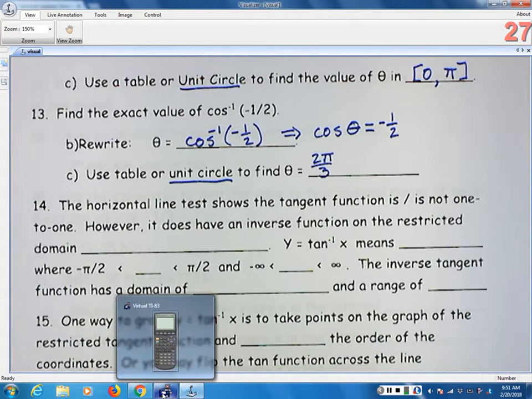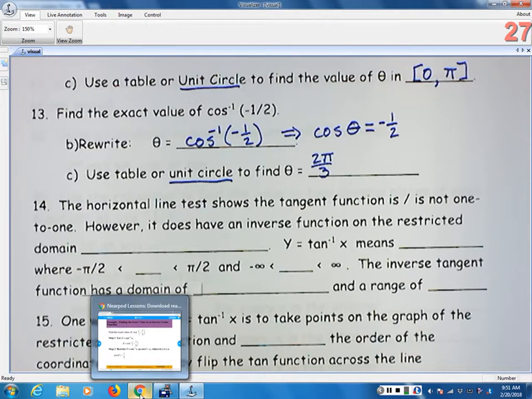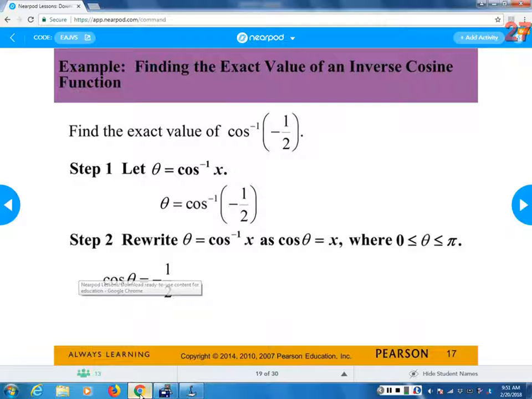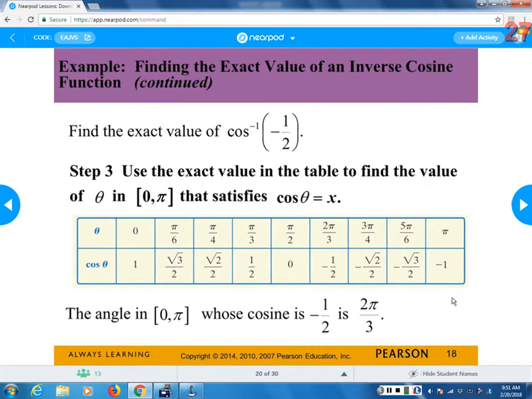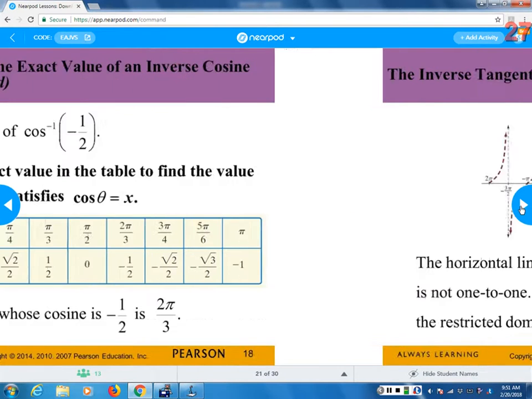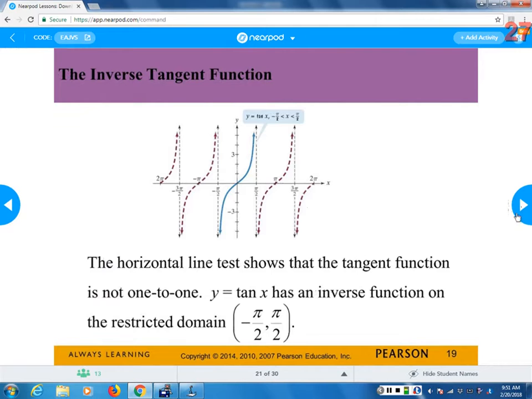All right, so we'll look at the tangent function. Here's the tangent. So we got all these. It's repeating, so it's not 1-to-1 either.